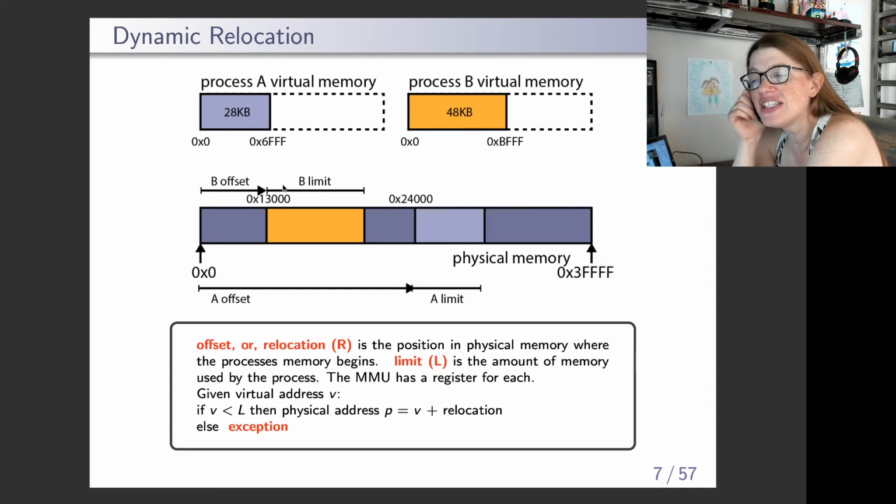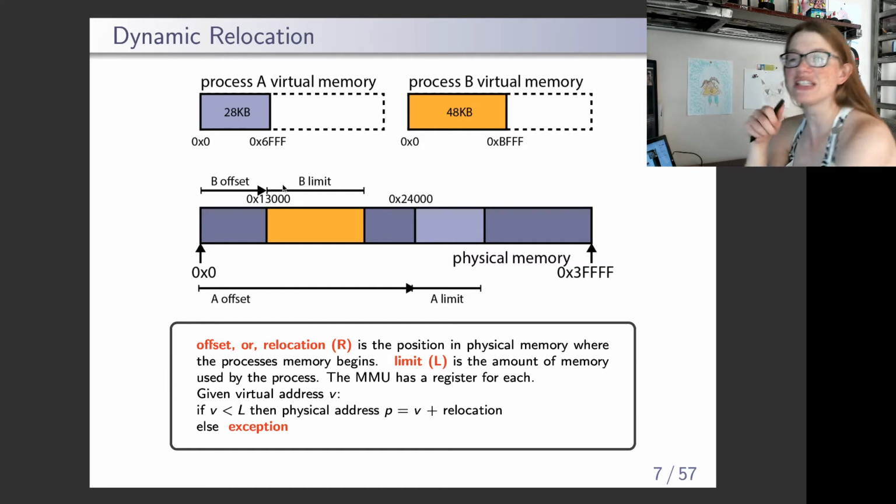And then whichever process is running, the MMU is going to keep its own copy of the relocation and limit values for that process in special registers on board the MMU. When the MMU receives a virtual address, the first thing it does is check to see if it's a valid virtual address for this process. Why does it have to check? Because people write beyond the end of arrays all the time, and we don't want to translate an address that doesn't work. So we compare the virtual address to the limit.